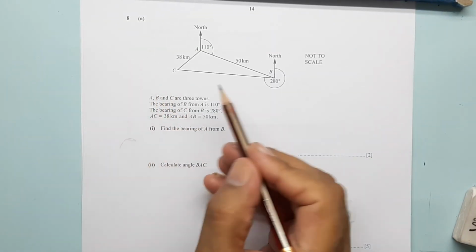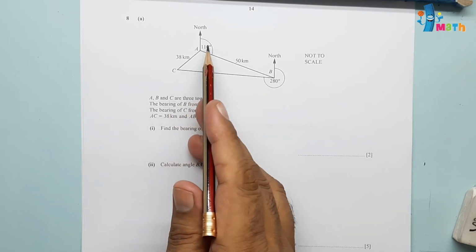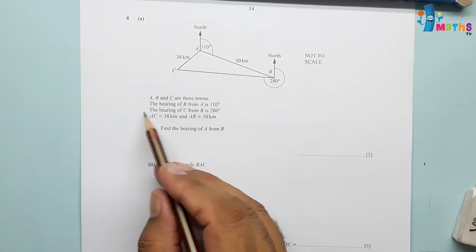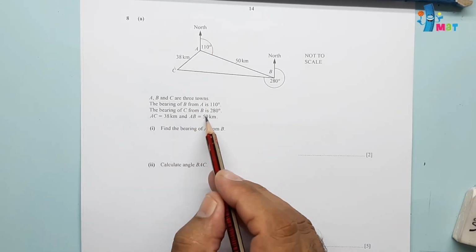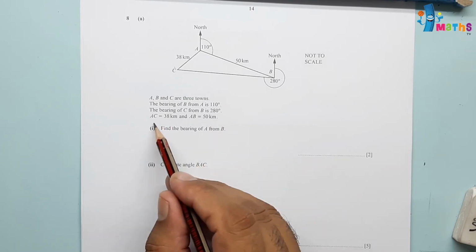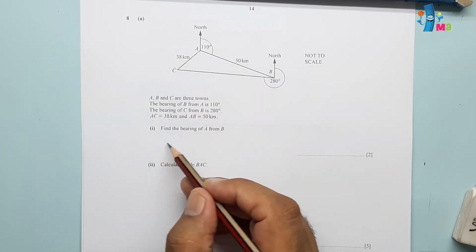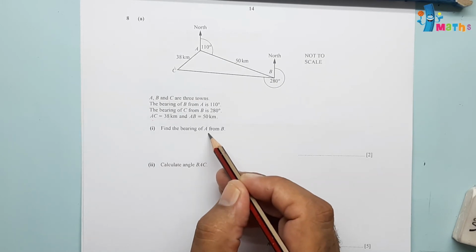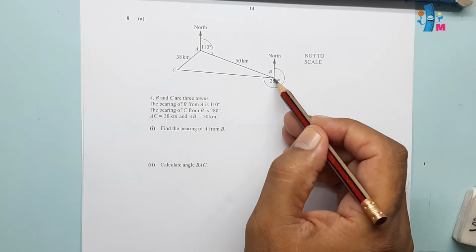Question number 8. This is bearing. A, B, C are three towns. The bearing of B from A is 110, and the bearing of C from B is 280. AC is 38 and AB is given as 50. Find the bearing of A from B.